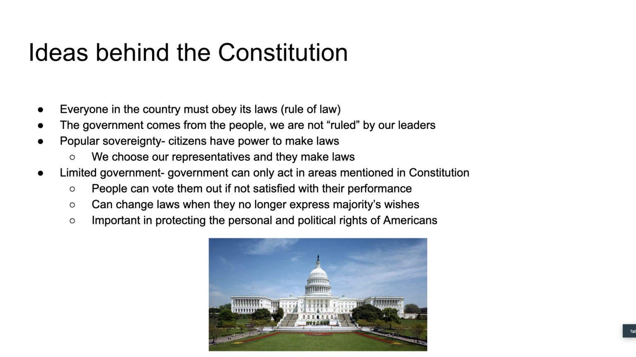This also applies when laws are no longer satisfying our majority's wishes. If a law doesn't make sense anymore because our society has changed, we have the power to change those laws. We can call our congressmen, our House of Representatives, and ask them to push for a change in laws. This is really important because it protects the rights of us Americans, whether it's a personal right or a political right. And all of this is listed in the Constitution.